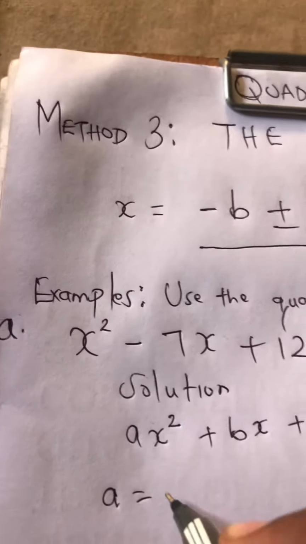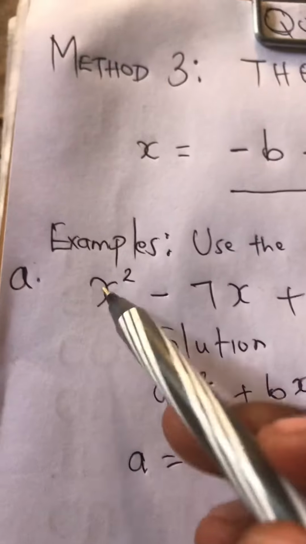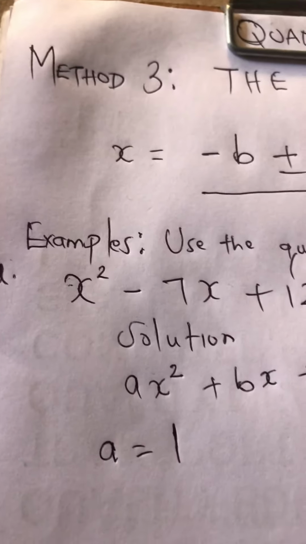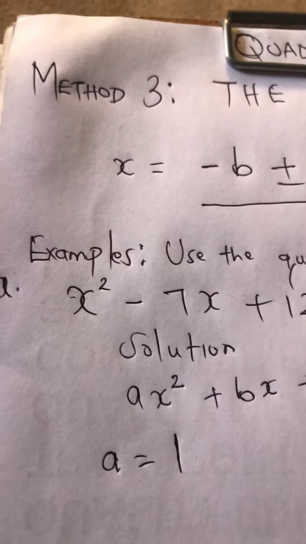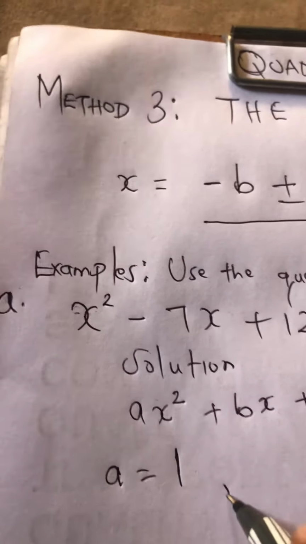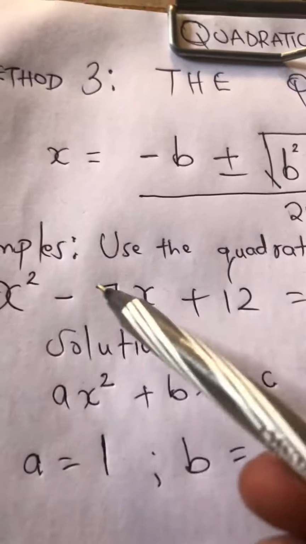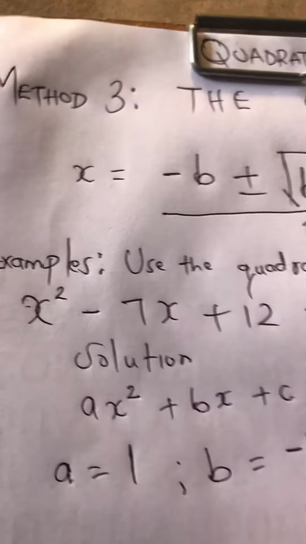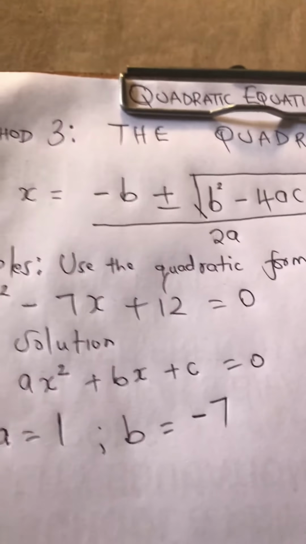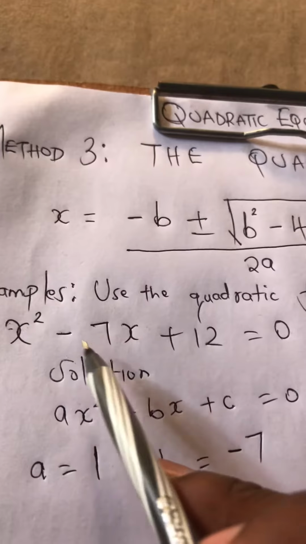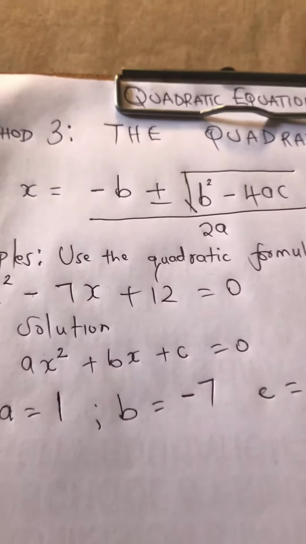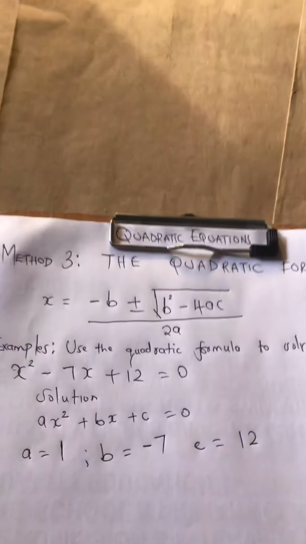Looking at this, a is 1. Kama hakuna namba imewekwa hapo inamaanisha a is 1. If there is only x square, it means a is 1. Then our b, I need you to be careful, b is minus 7. Hii kitu wanafunzi wengi wanasahau sana. Then our c is positive 12. Kuwa mwangalifu with the sign iliyo hapo. Hapo sawa?